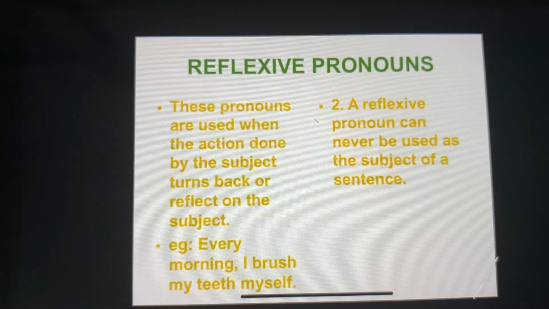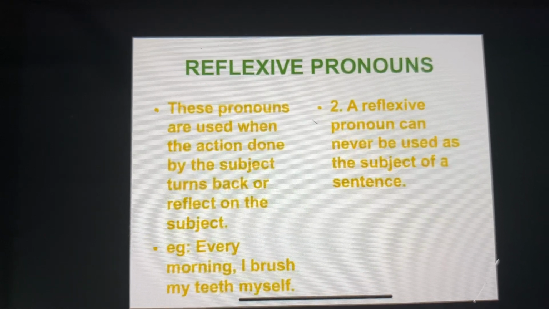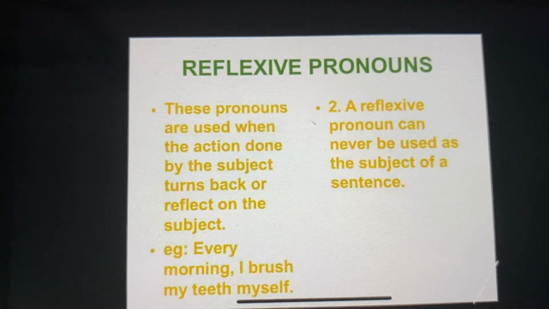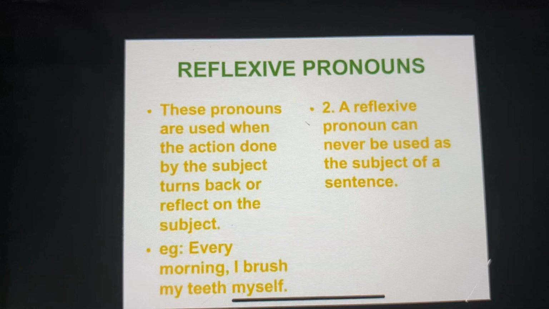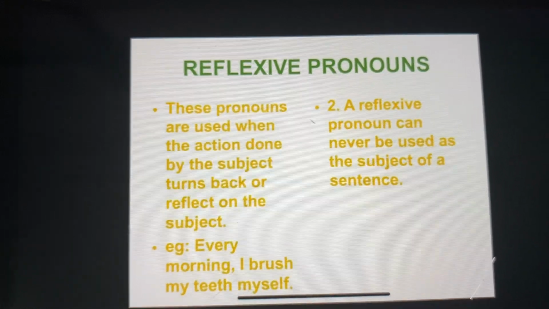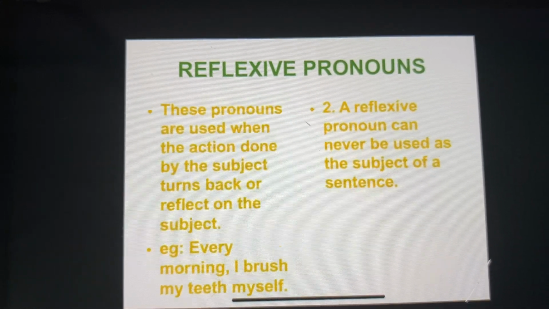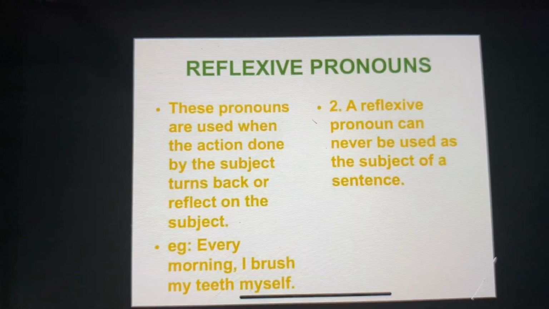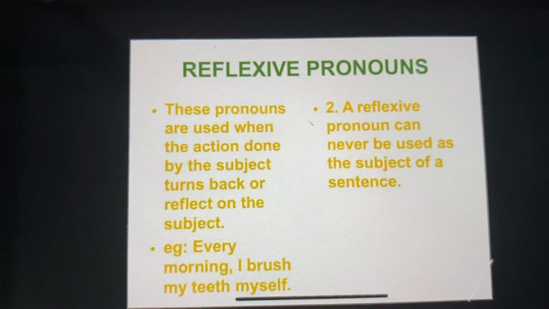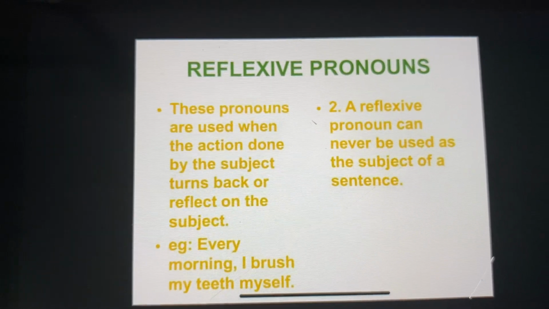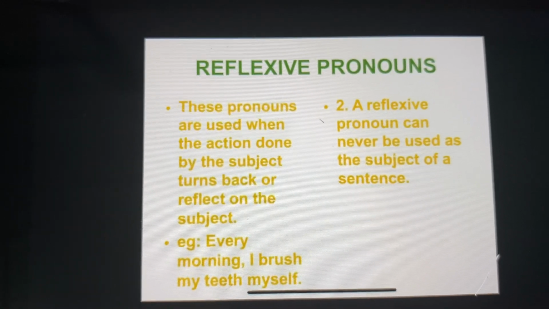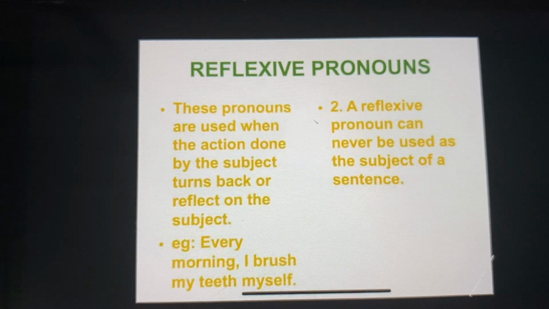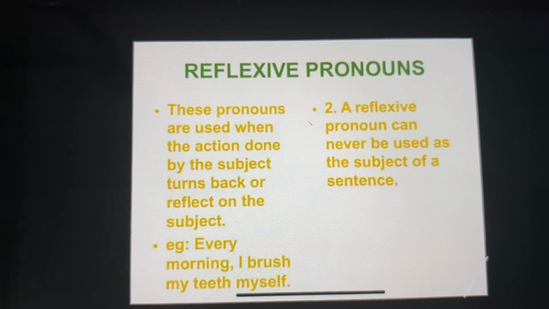Now, let's see the example. Every morning I brush my teeth myself. So, what do you mean by the sentence I am talking about? Brushing my teeth. So, there is an action I performed, brushing. So, here when it reflects back, myself is the reflexive pronoun. It can never be used as the subject of a sentence. We never use the reflexive pronoun as a subject.